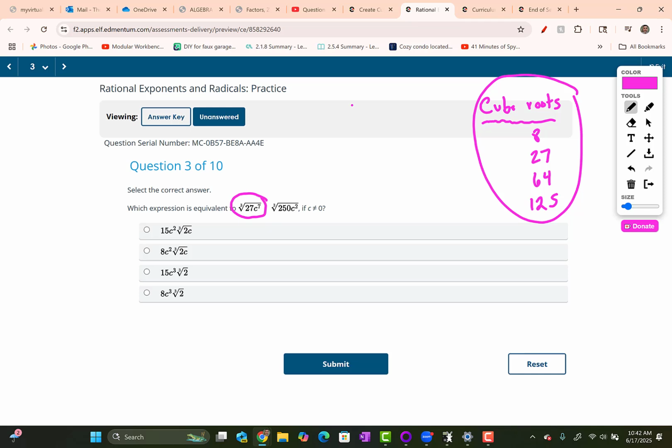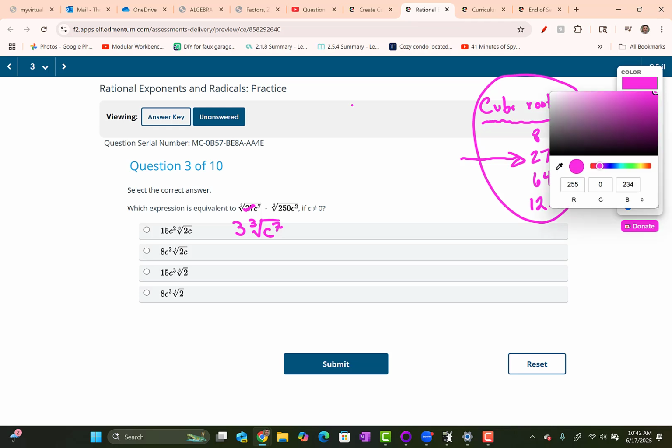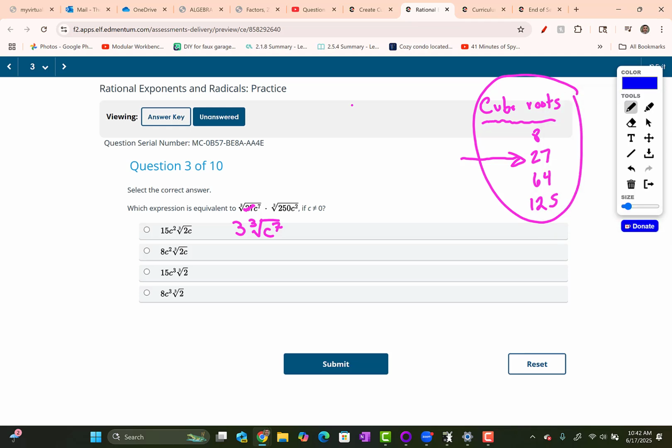First, notice 27 itself is a perfect cube. The cube root of 27 is 3. And that's because 3 times 3 times 3 is 27. So we have 3 multiplied by the cube root of c to the 7th. In order to take the cube root of variables, the exponent must be divisible by the index. 7 right now is not divisible by 3.